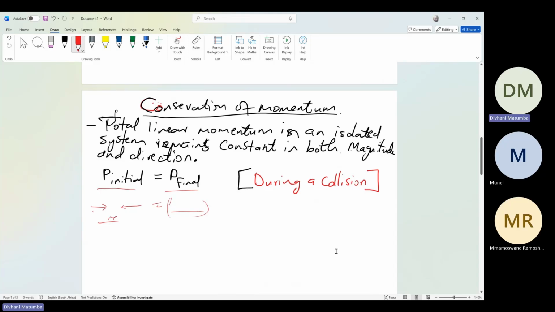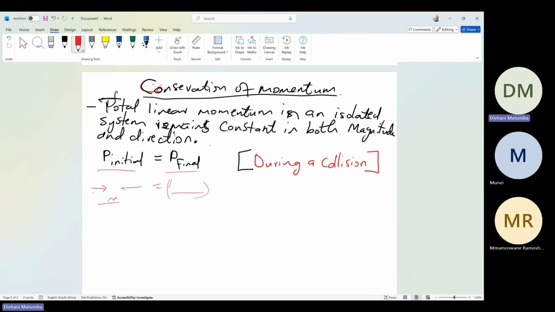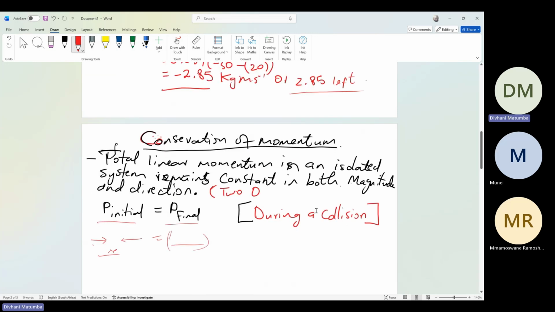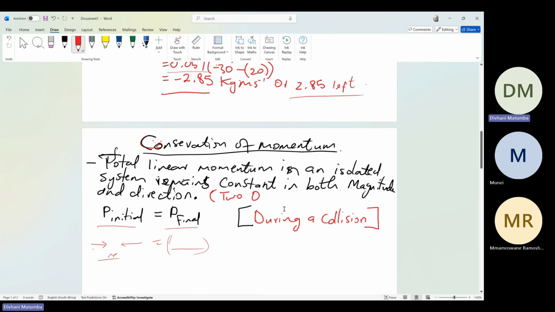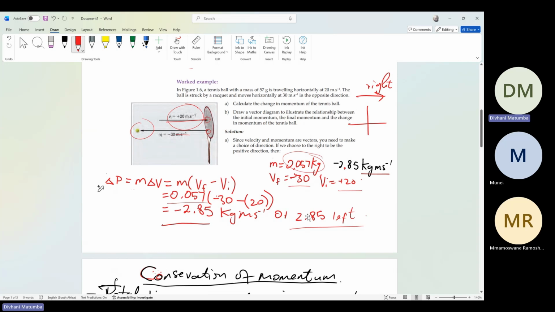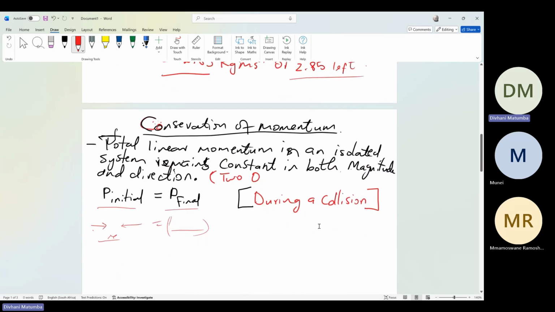Conservation of momentum: the total linear momentum in an isolated system remains constant. We are going to attend to cases where there are two objects colliding, instead of one object moving and hitting a wall as in the previous example. Now we are dealing with two objects.